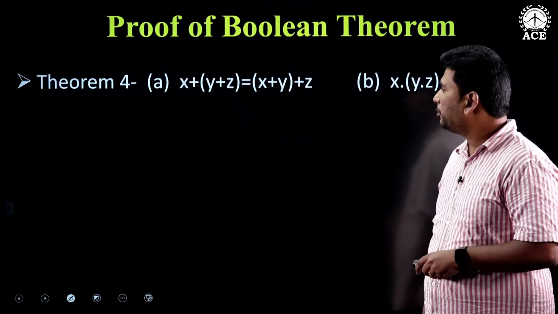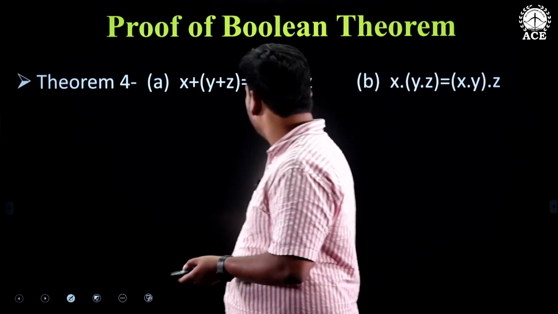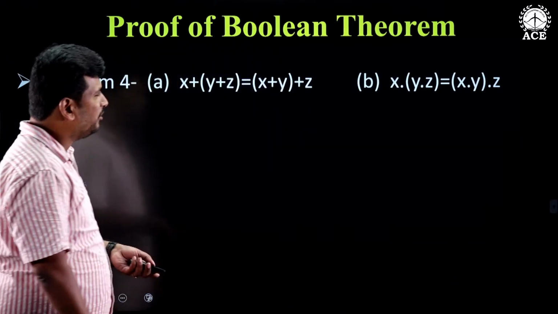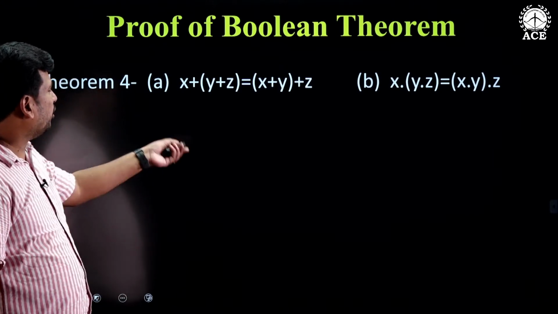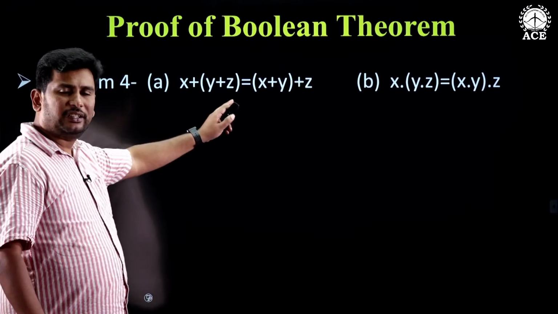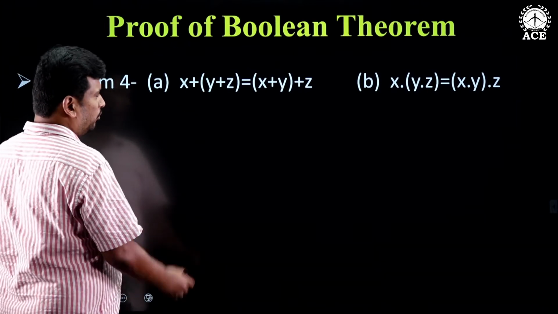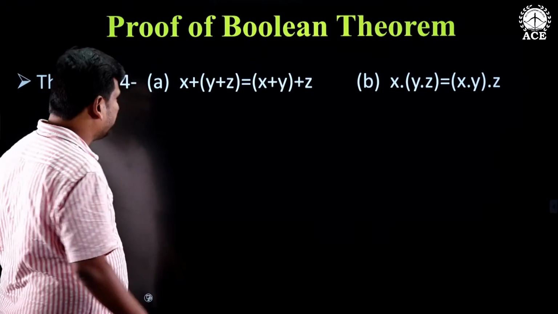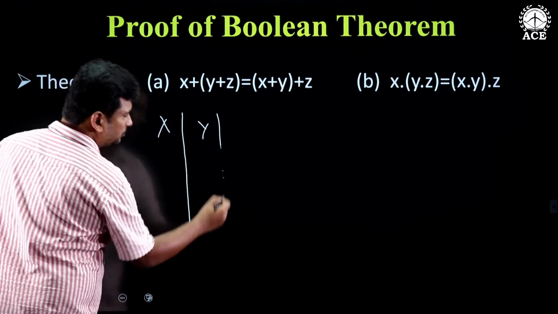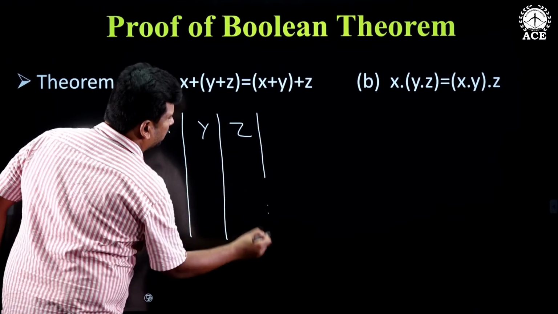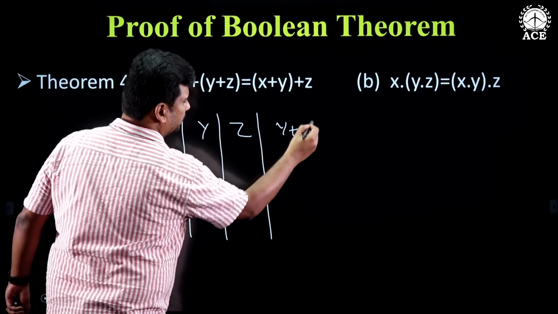And then we'll proceed to theorem number 4. Remember, what is this? This is your distributive property. X OR with y OR with z is same as x OR with y OR with z. Sir, what are the different ways to prove it? Simple. You have to take a truth table. My goodness, sir, you have to do a long work. No problem, we'll do it.